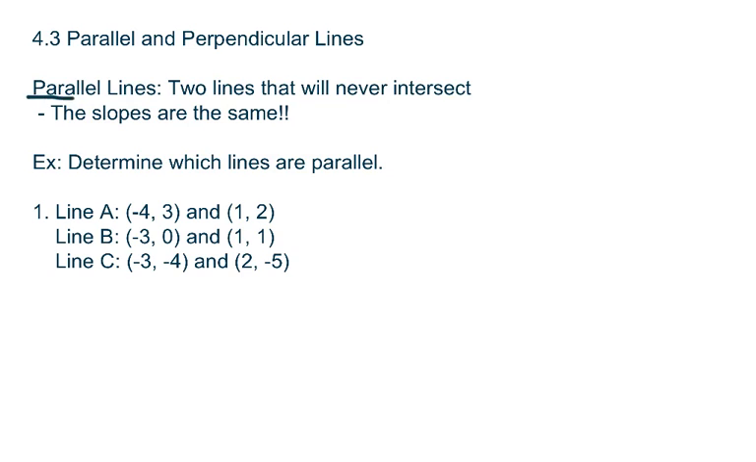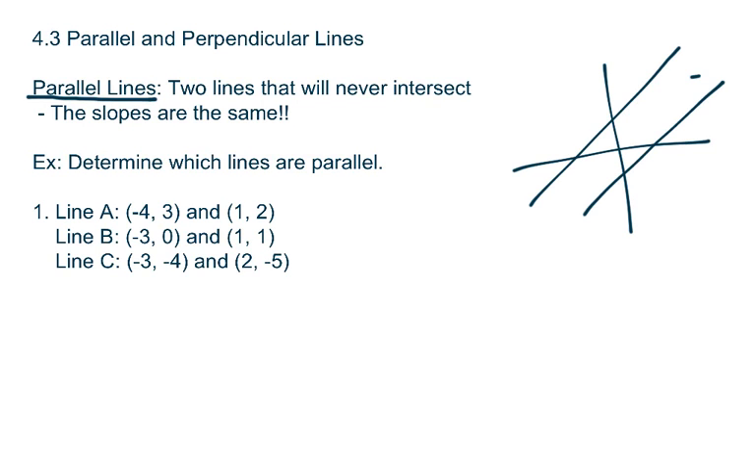We're going to be focusing on two different types. The first type we're going to focus on are parallel lines. Parallel lines is a vocabulary term. Parallel lines are just two lines that will never intersect. If you think about what parallel lines look like, think about train tracks. Two lines that are never going to intersect. They're never going to cross. They're never going to meet anywhere.